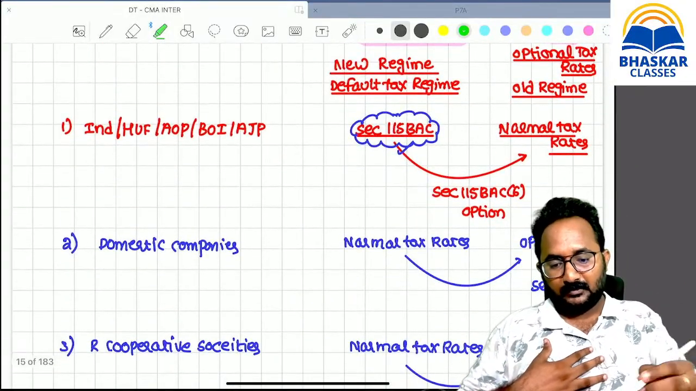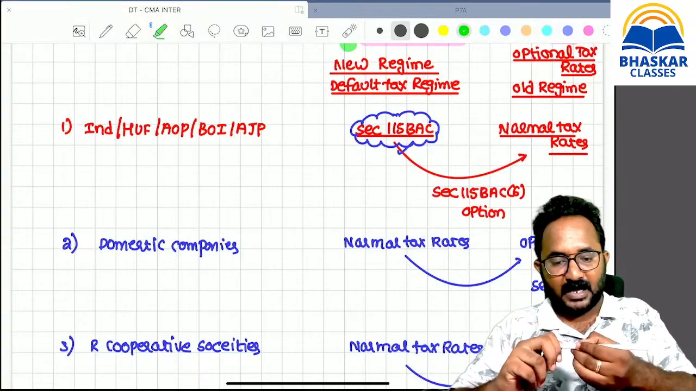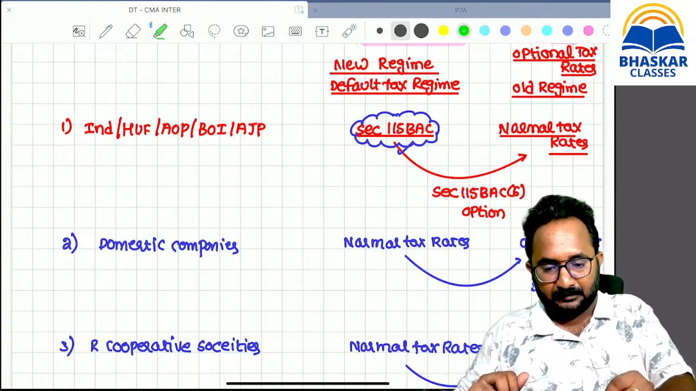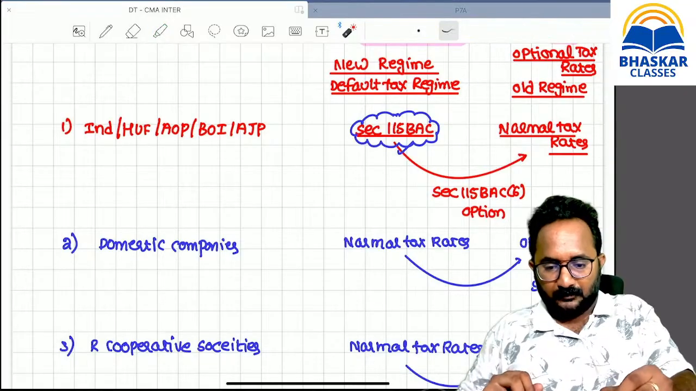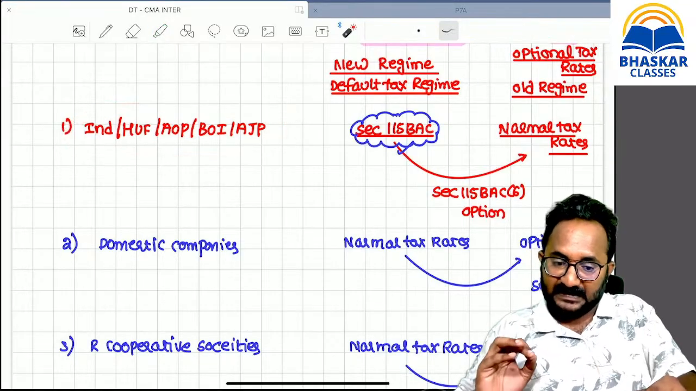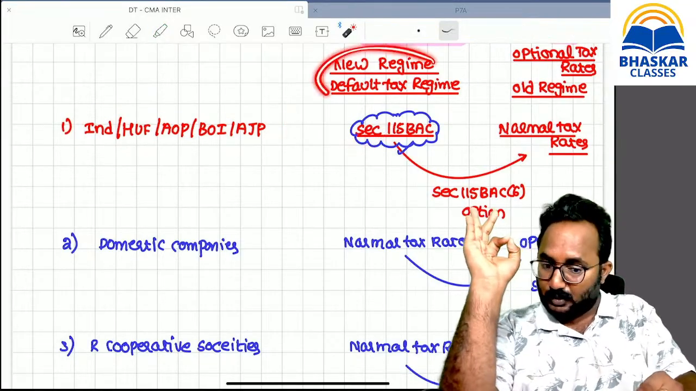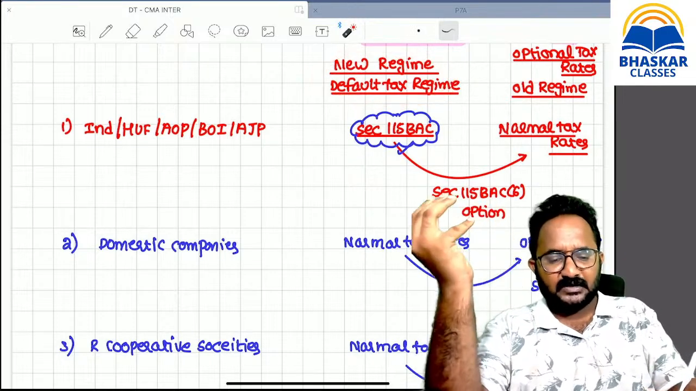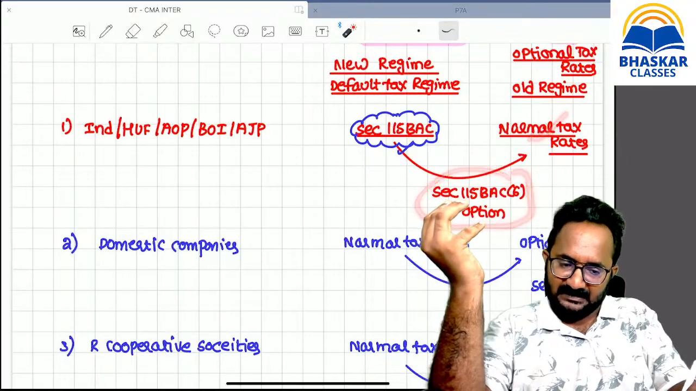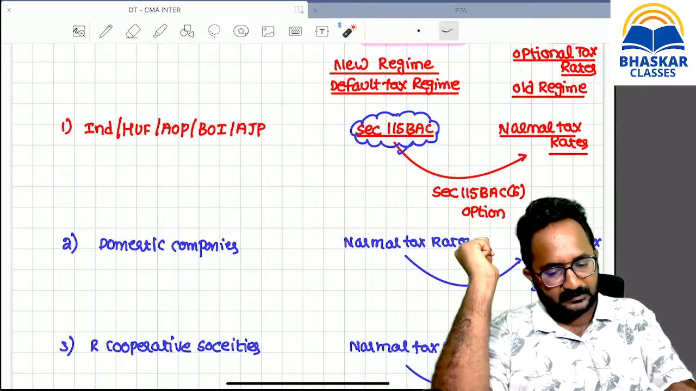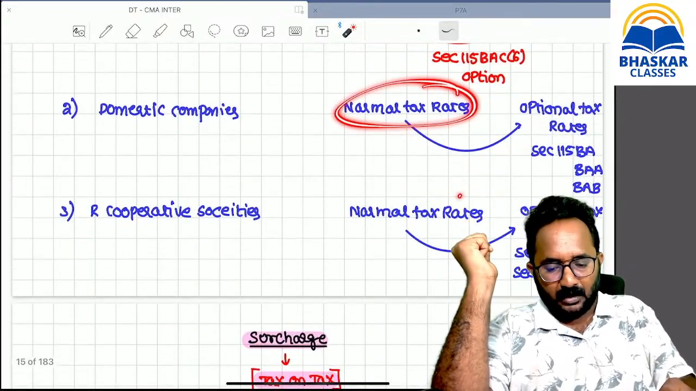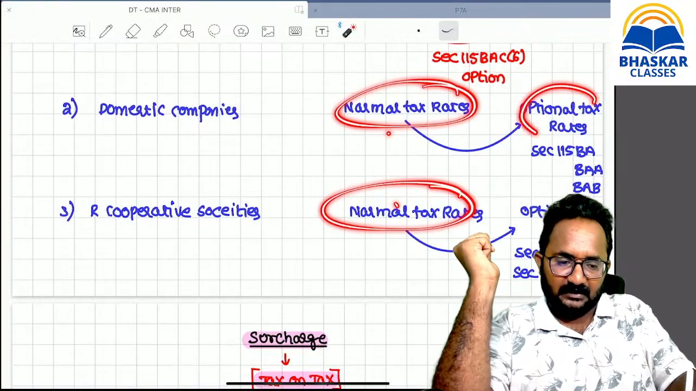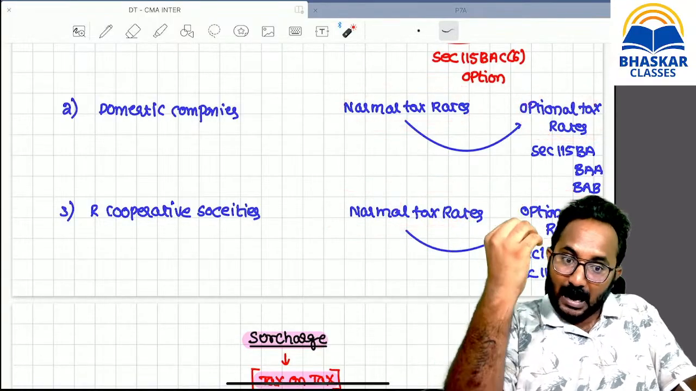For individual, HUF, AOP, BOI, AJP, if they are not saying anything about the regime, 115BAC is the new regime, the default tax regime. So, sir, if I want to shift from the default to the normal, yes, it is optional, or we can call it the old regime. For domestic companies or cooperative societies, normal is there. Yes, you can shift from the normal to optional.